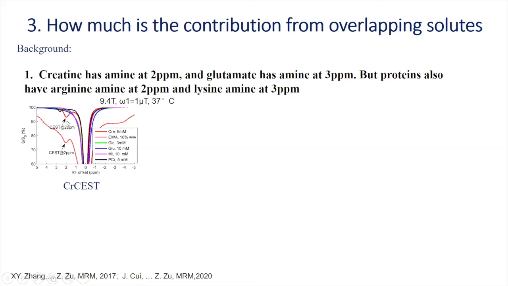So you can find that the CEST signal at 2 ppm from the creatine dominates all other metabolites, but the CEST signal at 2 ppm from protein is comparable to that from creatine. So this cannot be ignored.